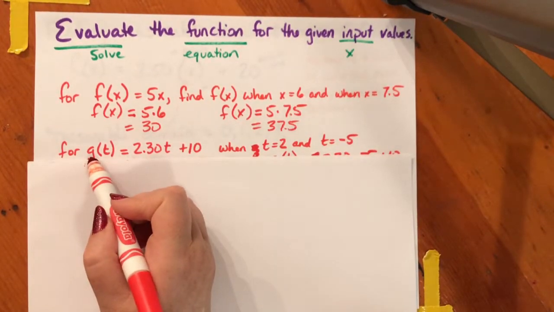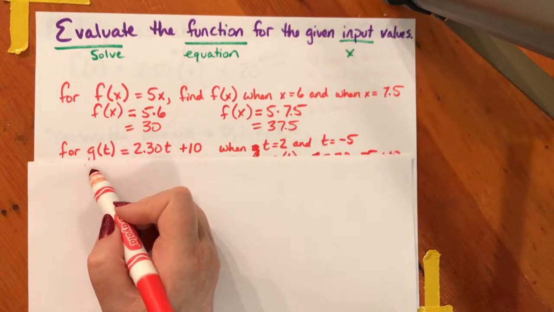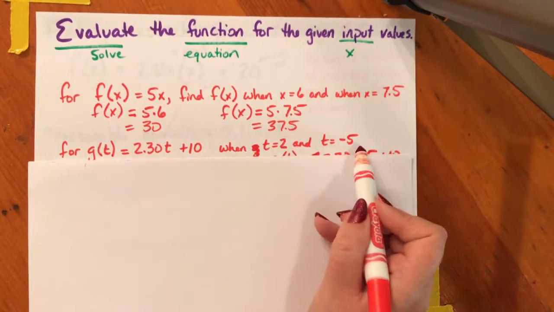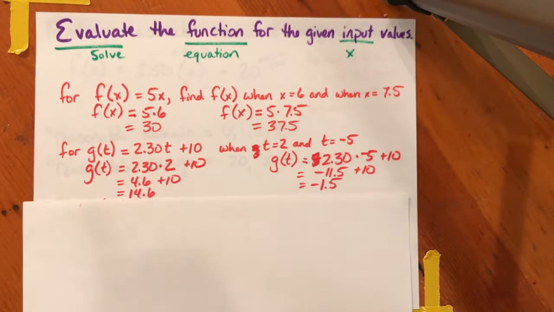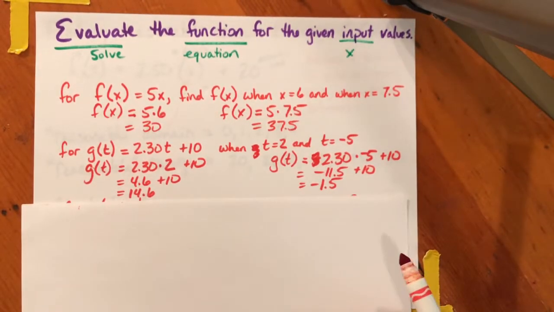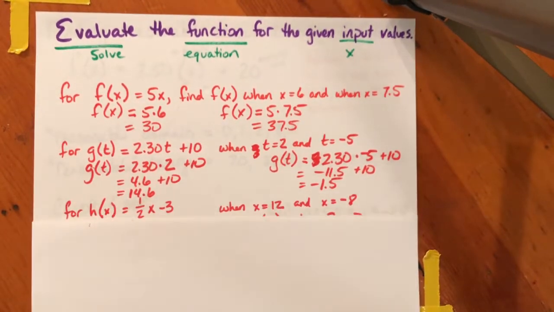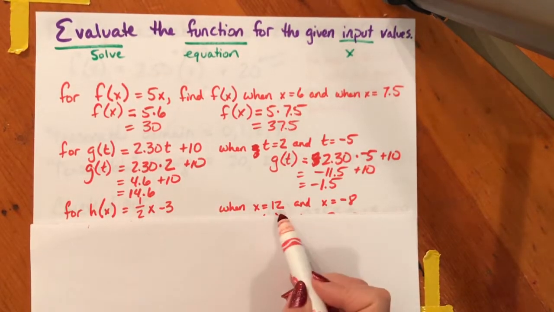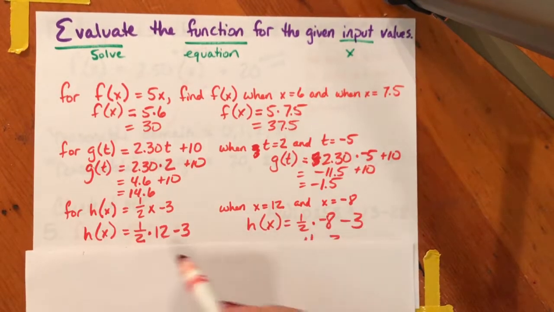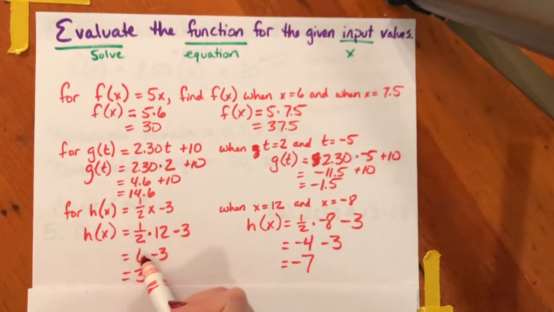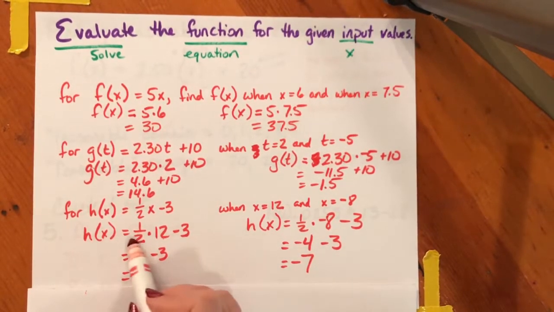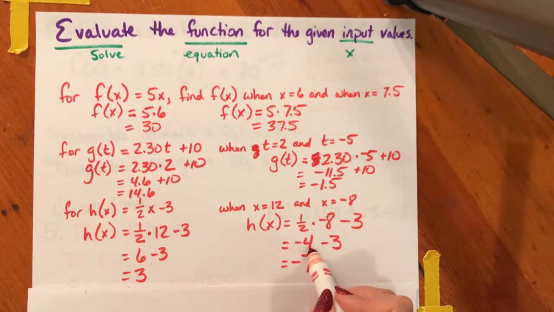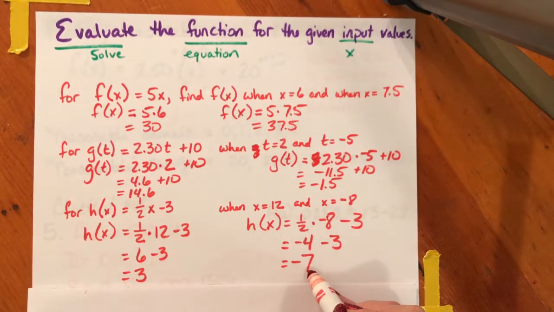Then they change f to g just to say, yeah, we can do that too. 2.3t plus 10 is our equation, and t equals 2 and negative 5, and we work those out just like we have before. For h of x equals 1/2 x minus 3, where x equals 12 and negative 8: 1/2 times 12 minus 3, 1/2 times 12 is 6, minus 3 is 3. 1/2 times negative 8 is negative 4, minus 3 is negative 7.